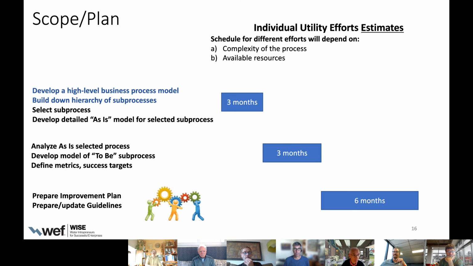Cello has some pretty aggressive goals for us, but I think they're achievable. For this year, in the next 3 months, select a sub process and develop the as-is model. Actually, we're going to try to do something in the next couple of weeks on documenting our processes. And then the analysis, the to-be, and then the documentation and the improvement plan, and really putting something in place for the second year.